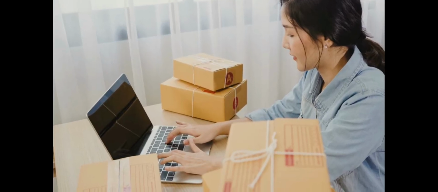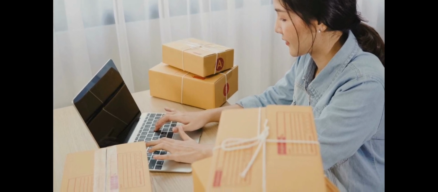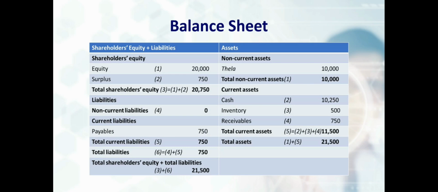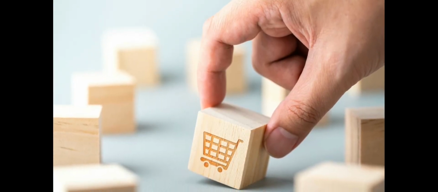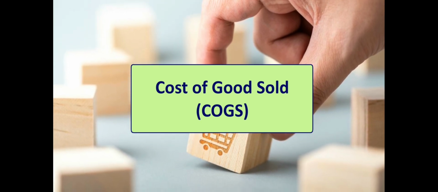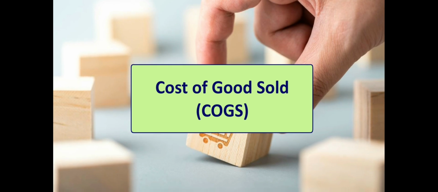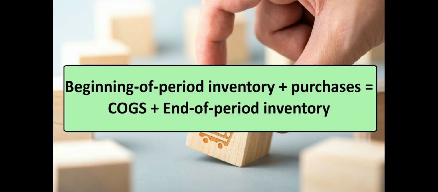Inventory is the goods held for sale or items used in the manufacture of products that will be sold. Cost of inventory held is reported under inventory on the balance sheet. Once the inventory is sold, it is reported as cost of goods sold. It is shortly called COGS on the P&L statement. The calculation of the inventory is made by this simple formula: beginning of period inventory plus purchases is equal to COGS plus end of period inventory.